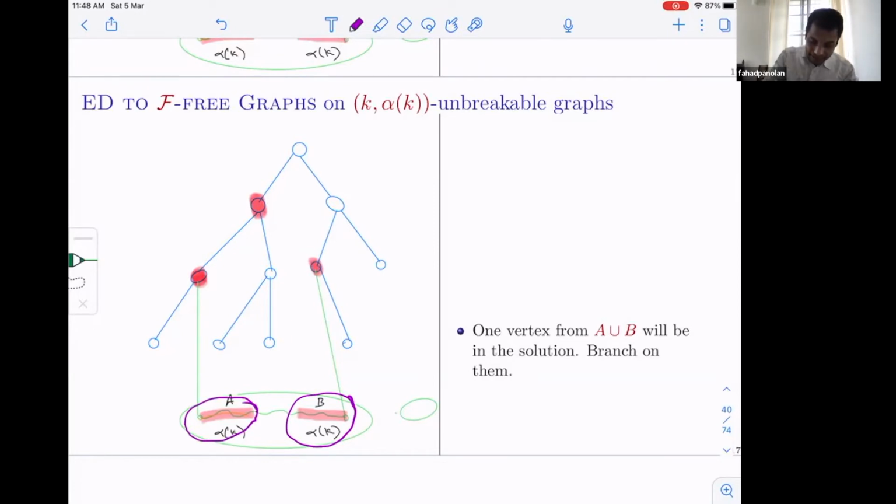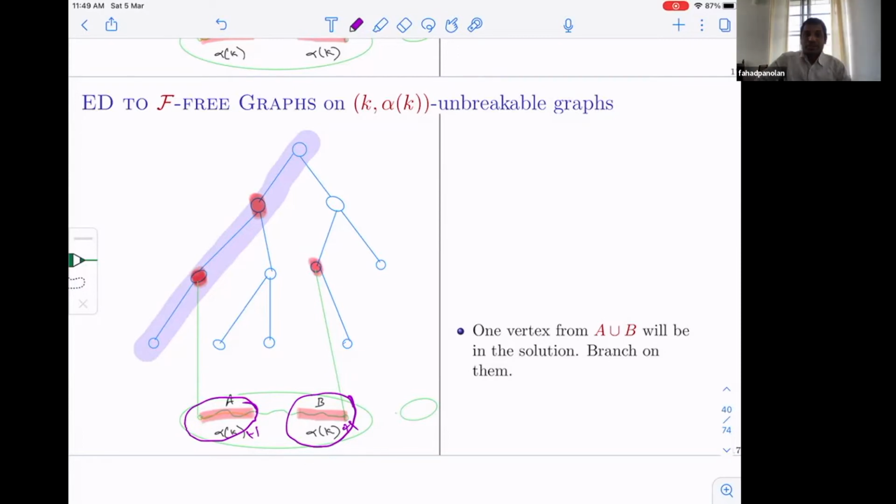Now, if I take this set of vertices, this set of vertices will separate A from B, this connected component from this connected component. That tells us there is a separation which separates A from B, and both A and B are of size at least alpha K, or like, I will put +1 here. And the separator size is at most K. That will contradict our assumption that my input graph is K alpha K unbreakable.